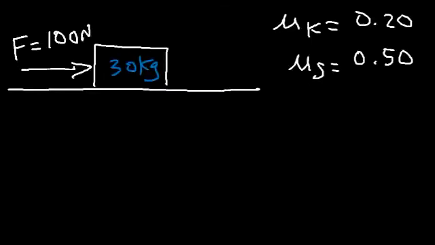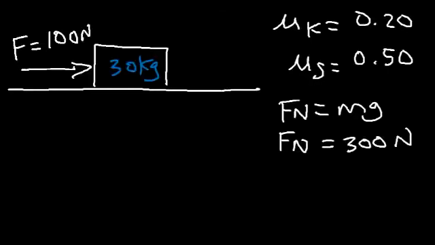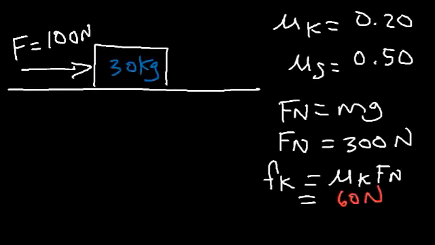Now the first thing we need to do is figure out, is it moving? So let's find the normal force first. The normal force is equal to mg. So it's going to be 30 times 10, which is 300 newtons. So from that we could find F of k, which is mu k times normal force, or 0.20 times 300. So what's 20% of 300? 10% is 30, so 20% is 60. So F of k is 60 newtons.